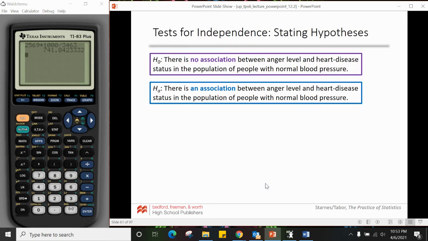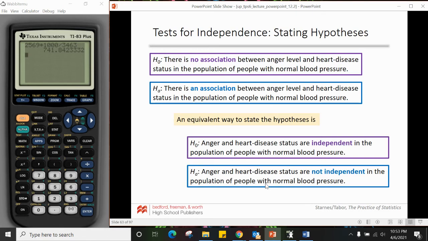So my null is there's no association between anger level and heart disease. My HA is there is an association between anger level and heart disease. Another way to write the equivalent is below, but I'm not going to read that for you. But if you want, you can pause it.